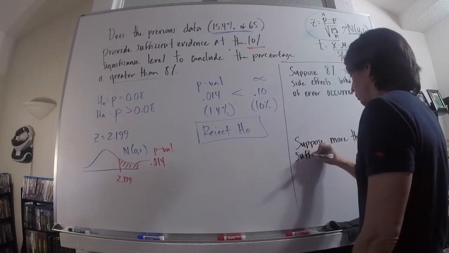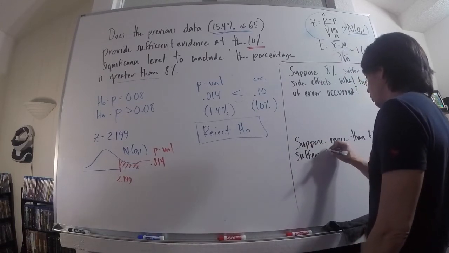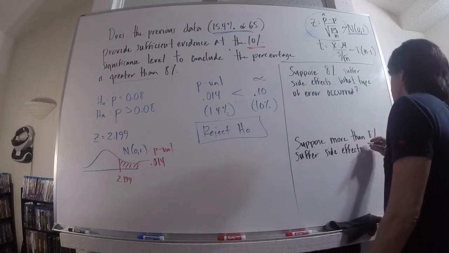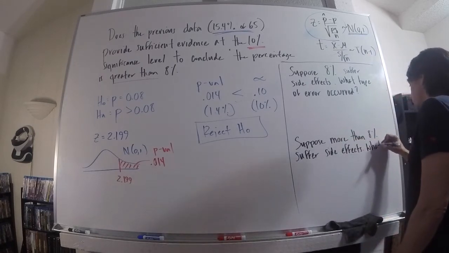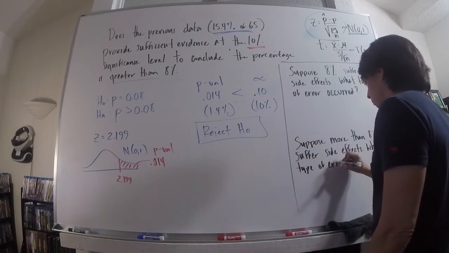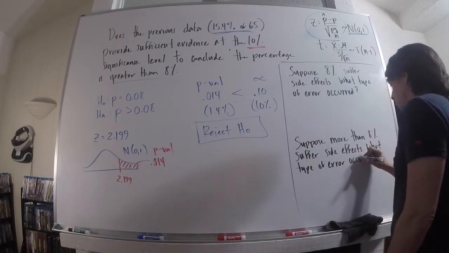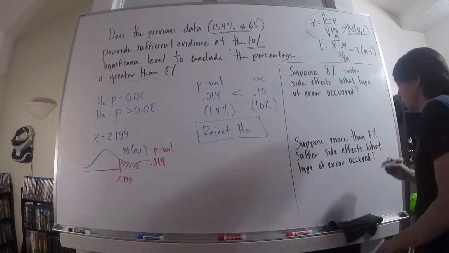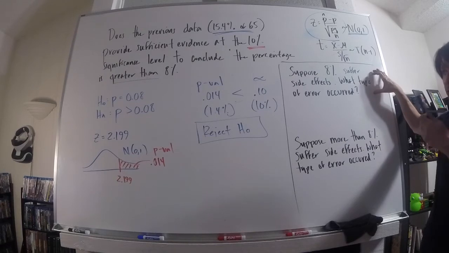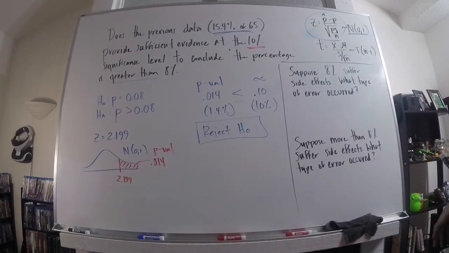Second follow-up question. Suppose more than 8% suffer side effects. What type of error occurred? Remember that our error types depend on what this scenario is describing as related to whether H0 is true or H0 is false, whether the company was telling the truth all along or not. It's also based on our conclusion, our decision on whether to reject or not reject.